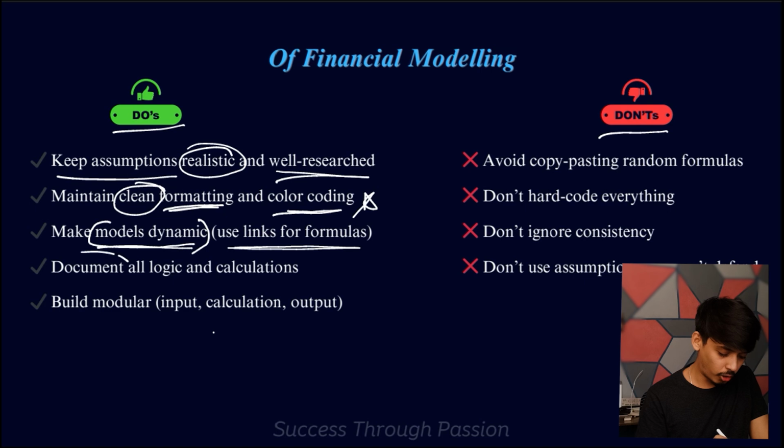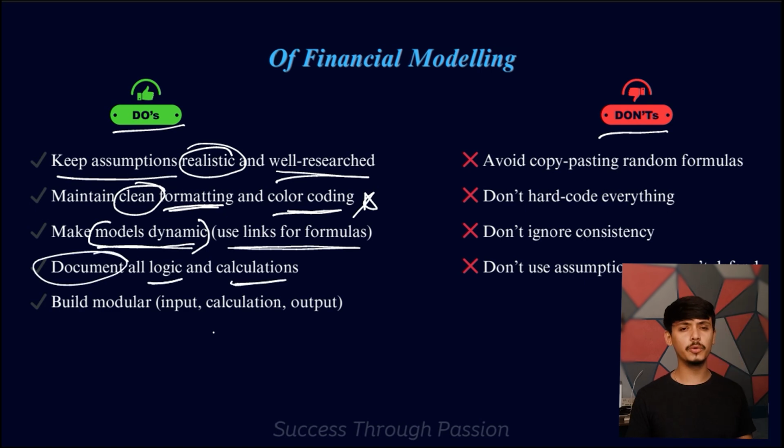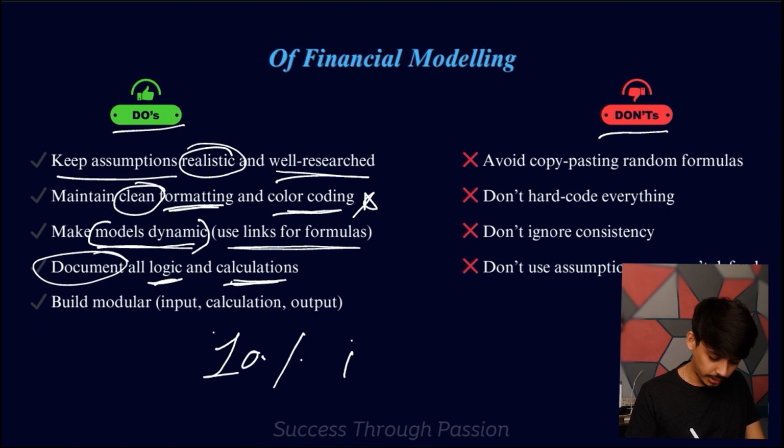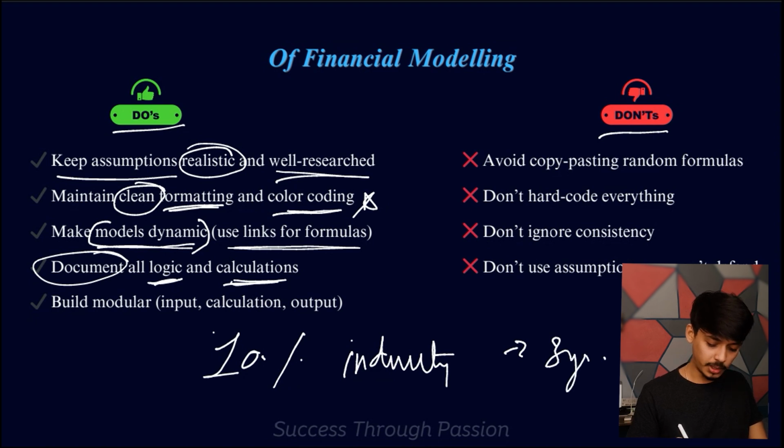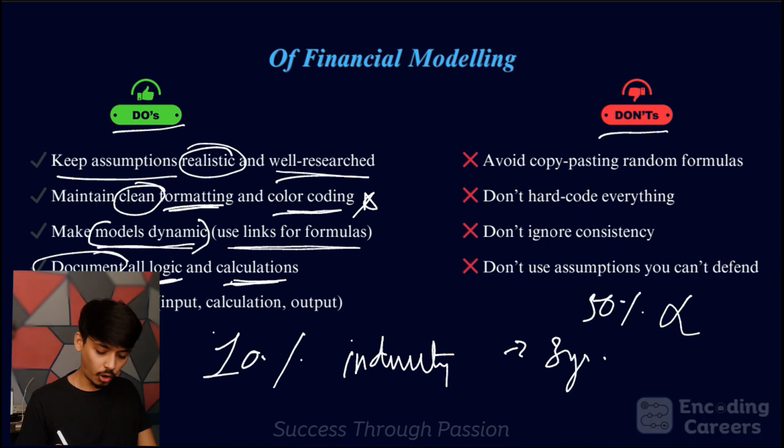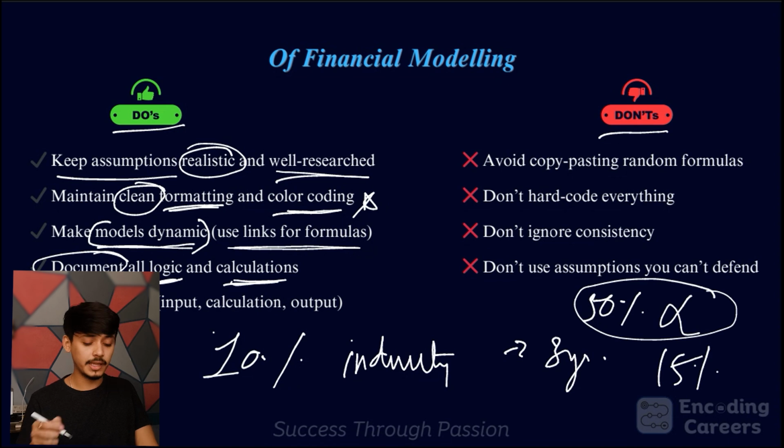Next is document all logic and calculation. Whenever you are doing research to put assumptions in your model, document all the logic and calculations that you have used. For example, you see that a 10% industry growth rate is predicted for the next 3 years, and in your model you are using a 50% alpha, that is, your company will be growing by 15% for the next 3 years. So why is this 50% alpha used? You have to show that in your logic and calculation.